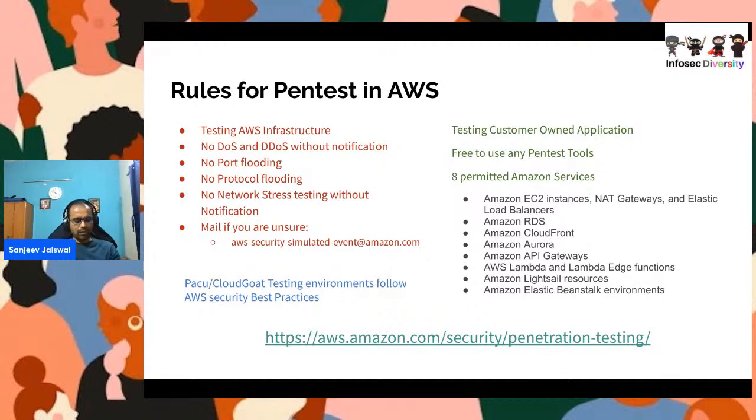You can do that. Now these are the only 8 permitted Amazon services as of now. EC2 instance, NAT gateways, and Elastic Load Balancer as the first, and then storage, RDS, and then API gateways, whatever I wrote in the previous slide. These are the things you should understand before doing the pen test. So if you want to understand all the penetration testing rules and conditions from AWS, you can go through this link and understand more from the AWS pen testing perspective.